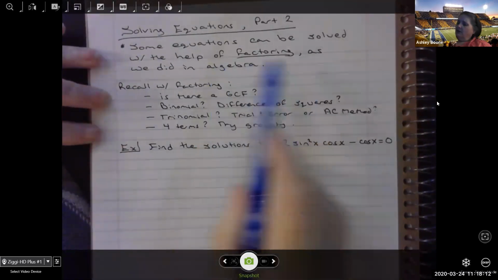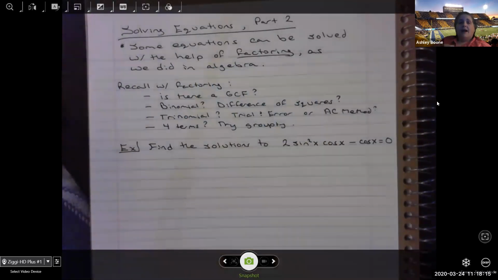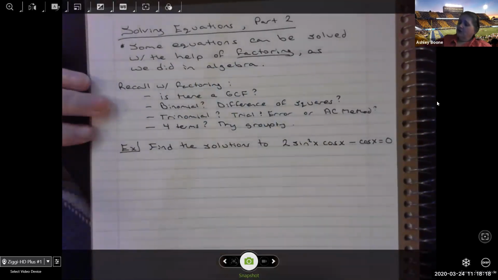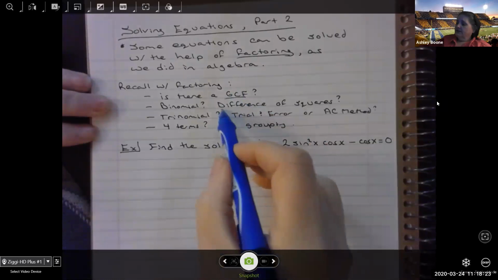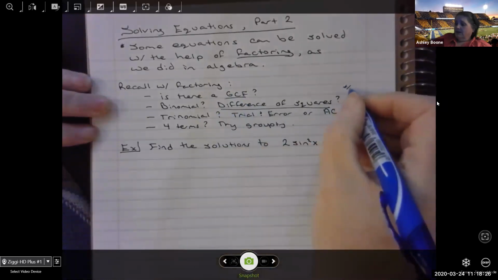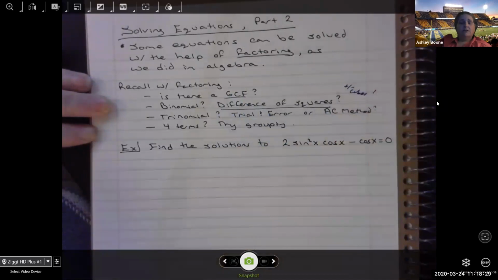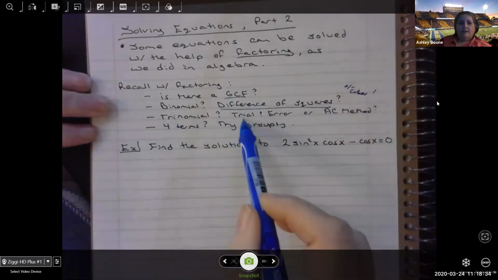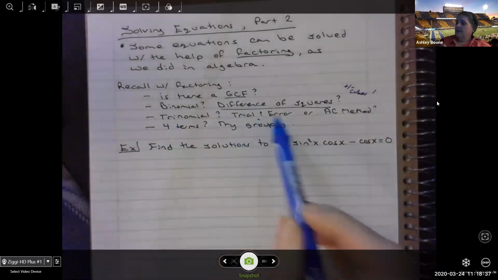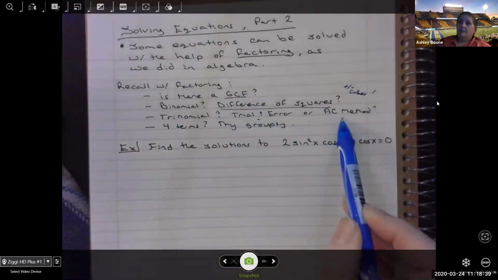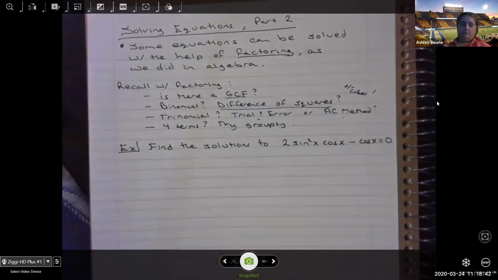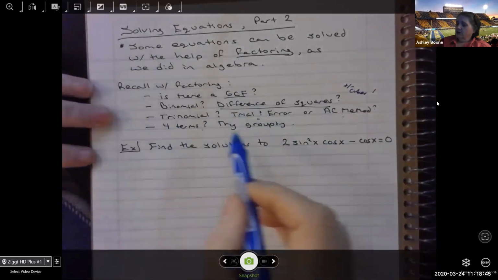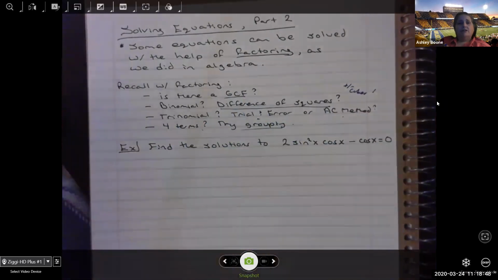Some equations can be solved with the help of factoring. Think about how you factored back in algebra. We always looked at, do you have a greatest common factor you can pull out first? Binomials, do you have a difference of squares or even a sum or a difference of cubes? If so, binomials can be factored. Trinomials, well, lots of times we use trial and error. Some people call it guess and check. Some people use a C method. Some people use an area model, a box method. That's fine. For four terms, try grouping. But think about your steps of factoring that you used, and you can still factor.